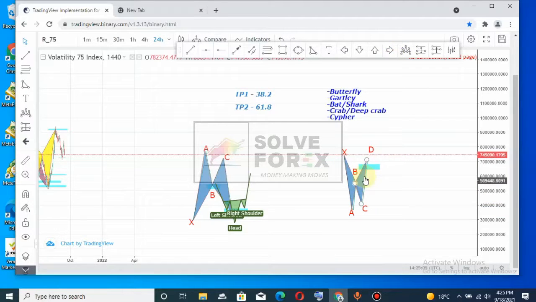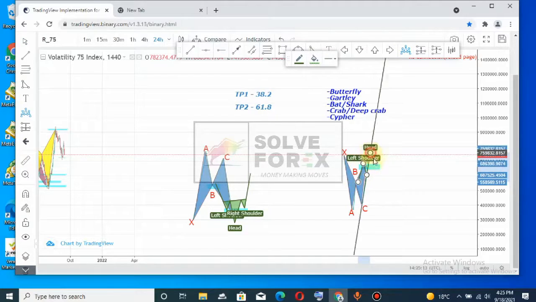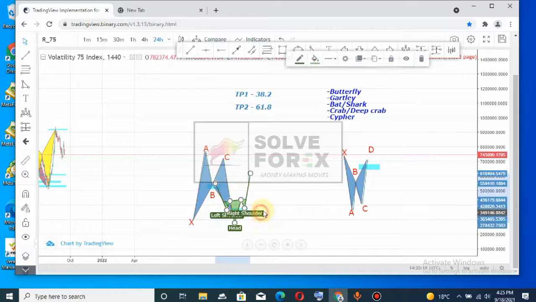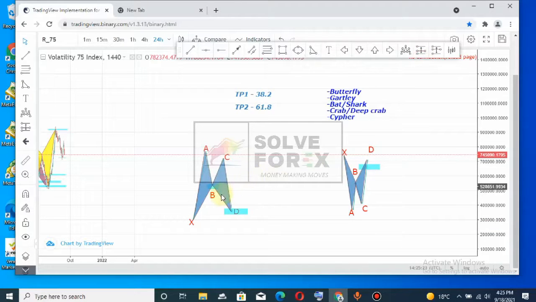You wait for what? Double top or head and shoulders on top, something like this, exactly on your D point. It must give you a pattern. Then you enter. That's your shark and bat pattern. Then let's check the last one, which is your crab and deep crab.